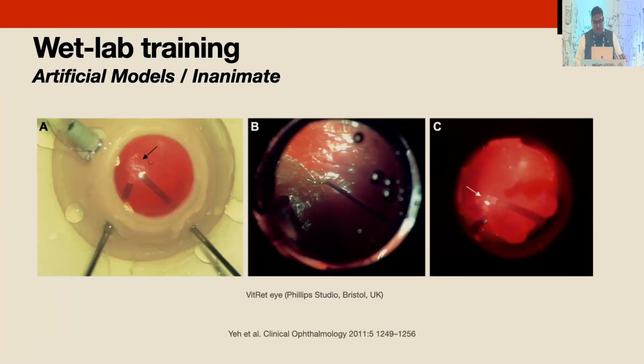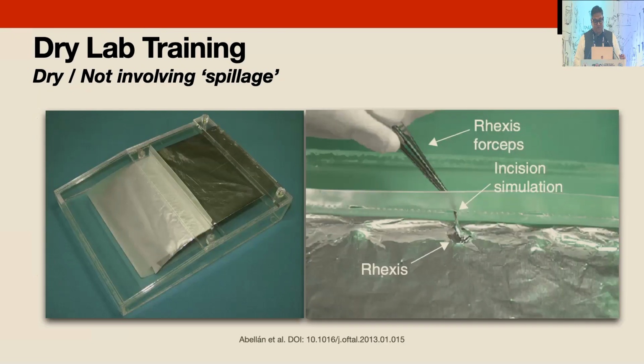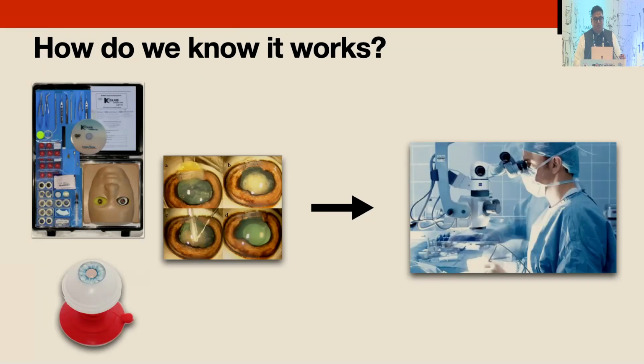This is Vitret Eye, which is a Philips-based model for vitrectomy. And of course, dry lab training where there is no spillage involved, like I mentioned, an IOL box or a Rhexis forceps on a taut aluminum foil. All of them work as well to train some amount of skills needed in the real OR. But how do you know whether it works or not? So you really need to assess the performance on a simulator to know whether it actually correlates to real-life surgery.